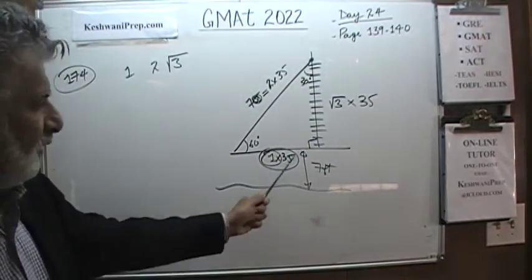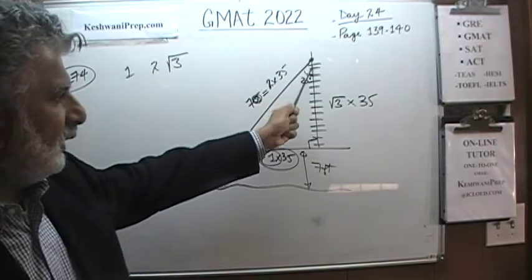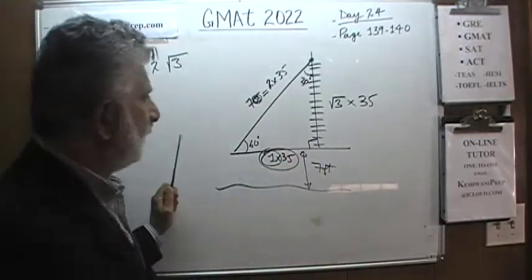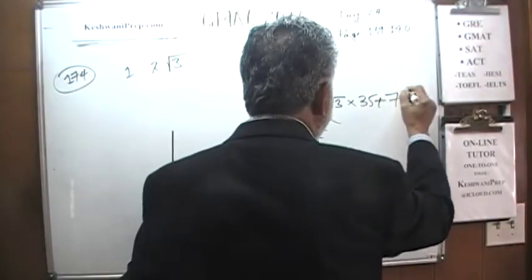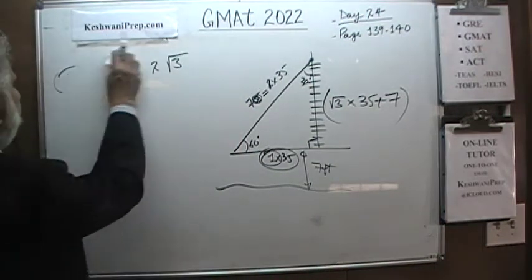But we're not interested in how far the ladder is on the ground from the wall. We are interested in how high the ladder is from the ground. The answer is this quantity plus 7, because it is 7 feet off the ground. 175.